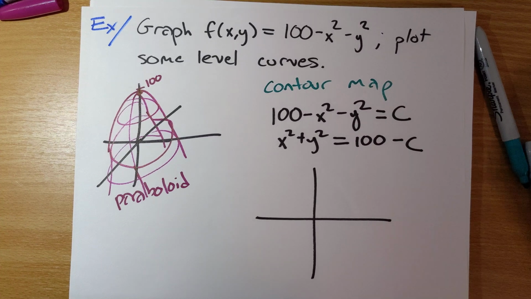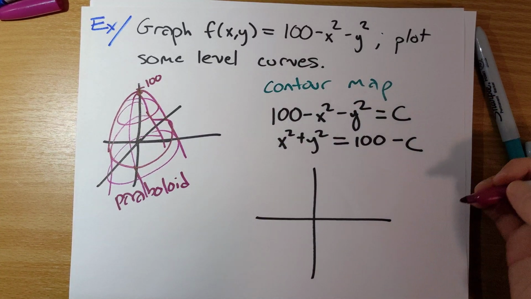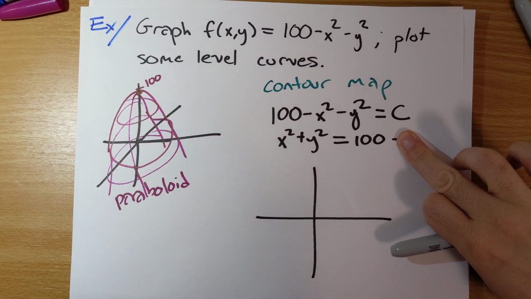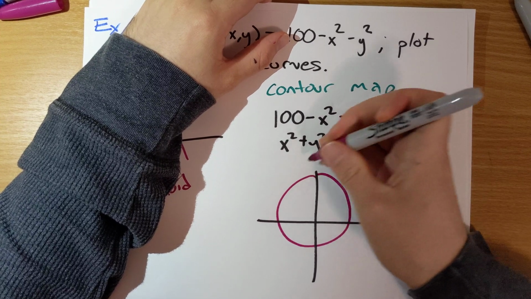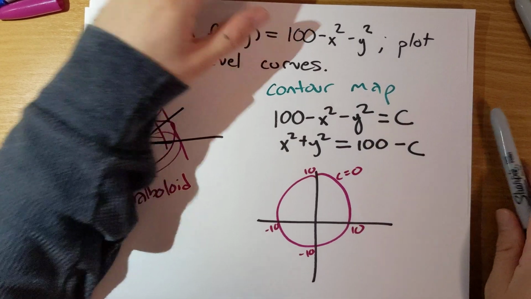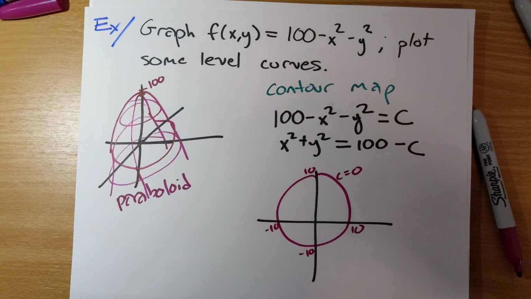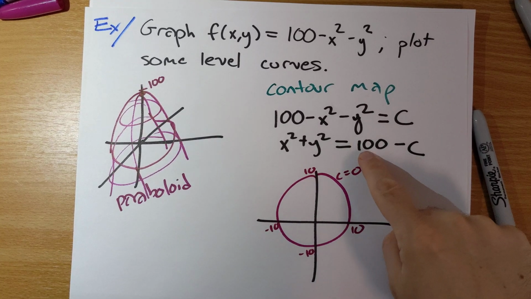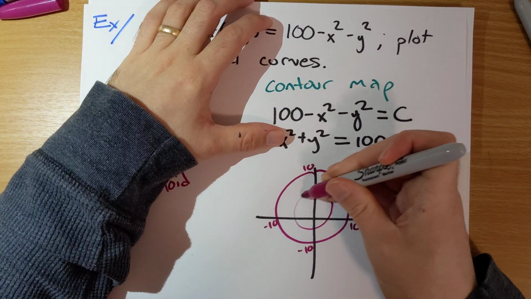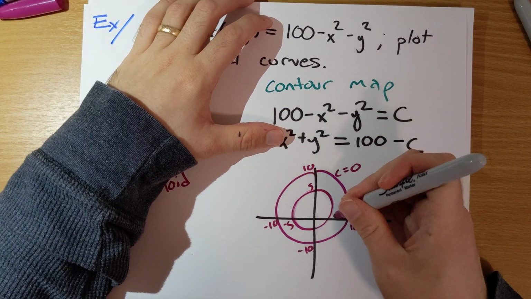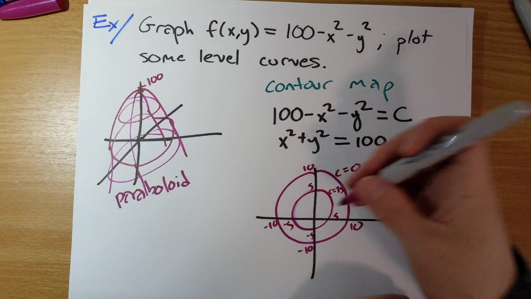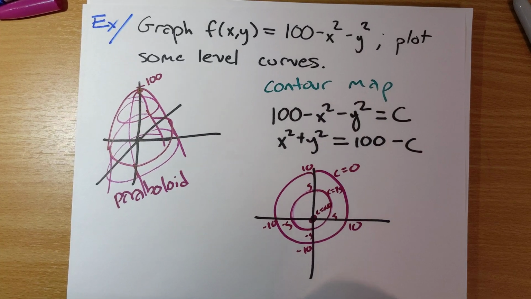So for example, if c is equal to 0, x squared plus y squared is equal to 100. So 10, negative 10, negative 10, and 10. This is c is equal to 0. If we set c is equal to, say, 75, 100 minus 75 is 25. This would be a circle of radius 5 here. C is equal to 75. If we set c is equal to 100, that would be this point here.